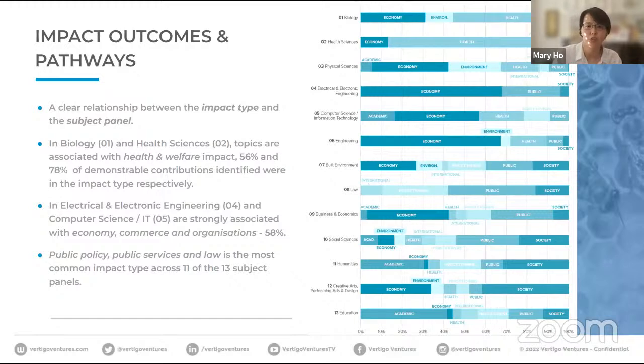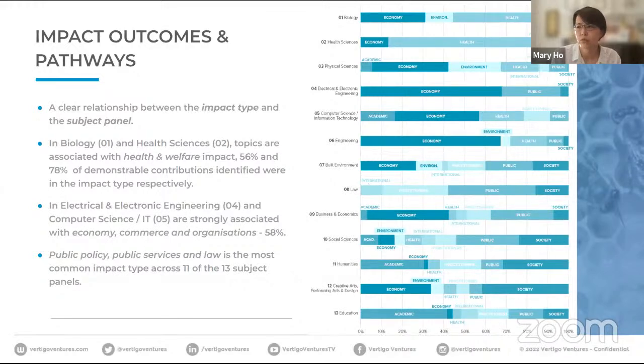Another observation we were able to make is that public policy, public services, and law is actually the most common impact type that was mentioned across 11 of the 13 subject panels. But this was less prevalent in biology and health sciences.